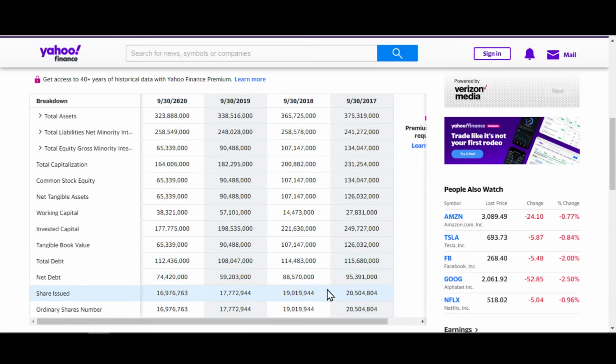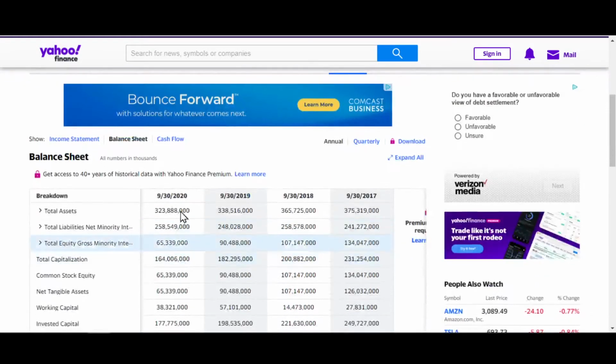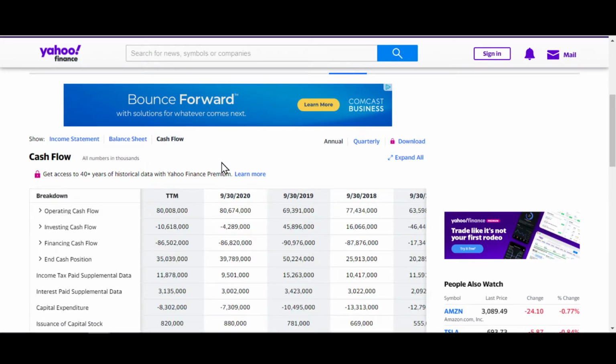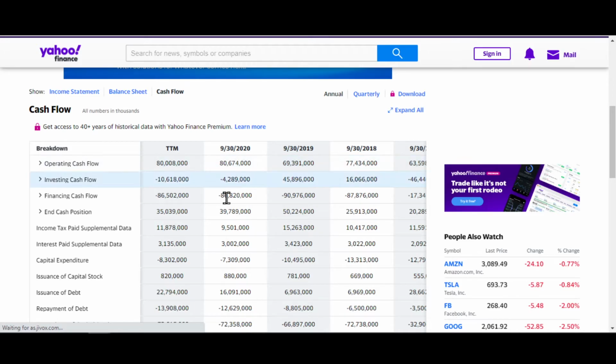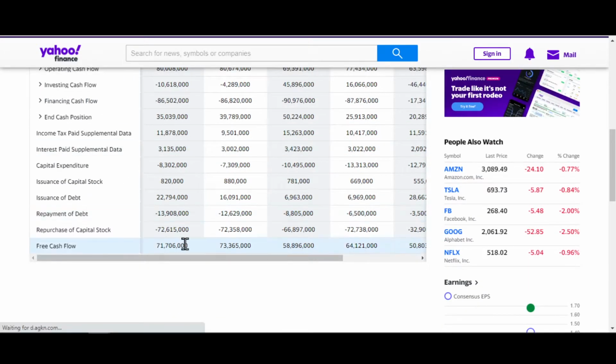So that's important to see that the debt is coming down. Even in the total debt, you can see that their debt is coming down. But then one of my favorite things to look for is when you come right here to cash flow. All right, cash flow, what you can do is go all the way down to the bottom here where it says free cash flow.